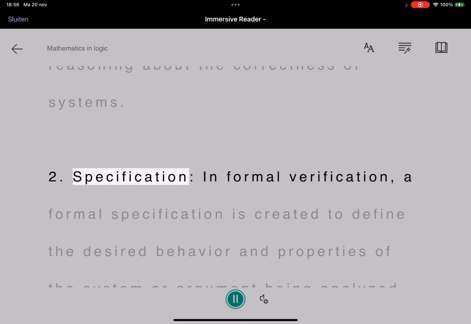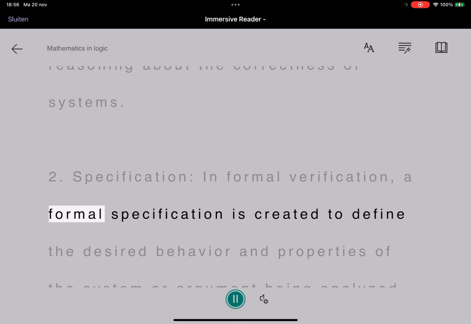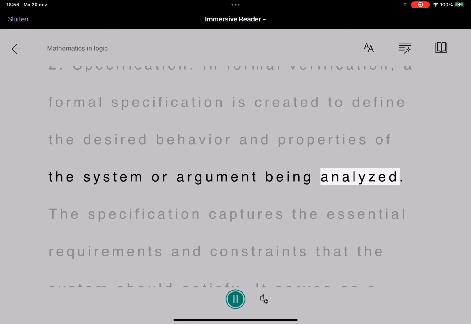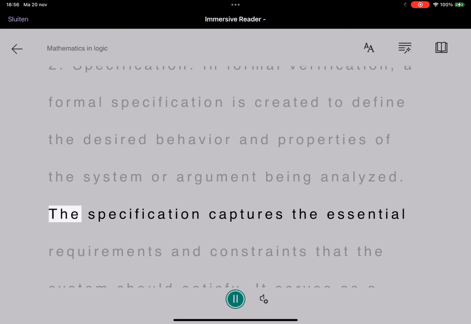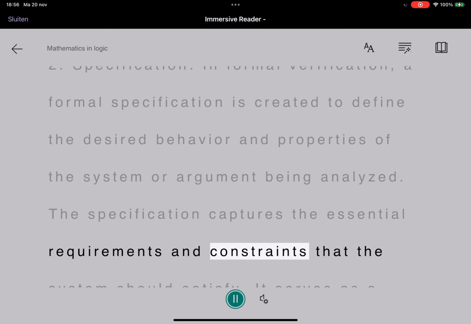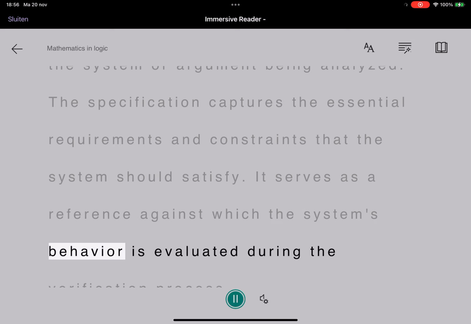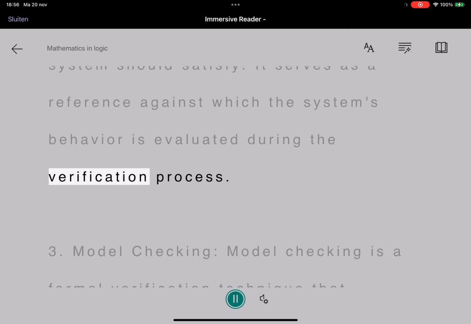2. Specification. In formal verification, a formal specification is created to define the desired behavior and properties of the system or argument being analyzed. The specification captures the essential requirements and constraints that the system should satisfy. It serves as a reference against which the system's behavior is evaluated during the verification process.